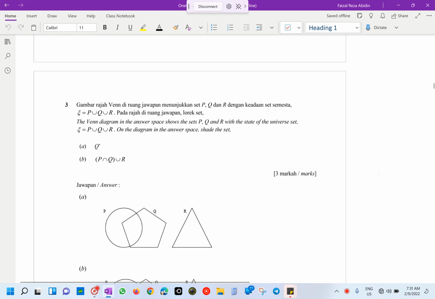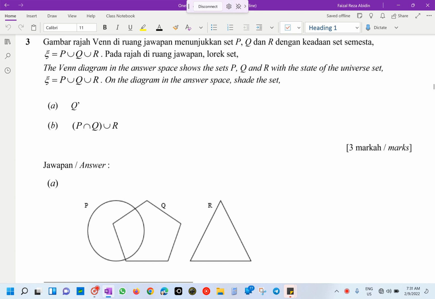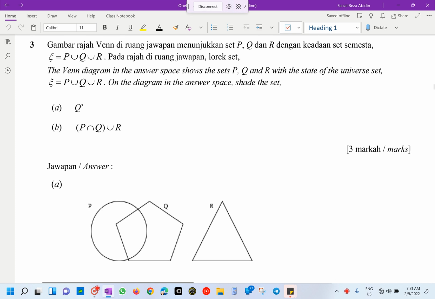Okay, we will look at question number 3. The Venn diagram in the answer space shows the sets P, Q, and R with the universal set P union Q union R. On the diagram in the answer space, shade the set. Okay, so we are going to look at the set there, which is the complement of Q. That means it is going to be other than Q.